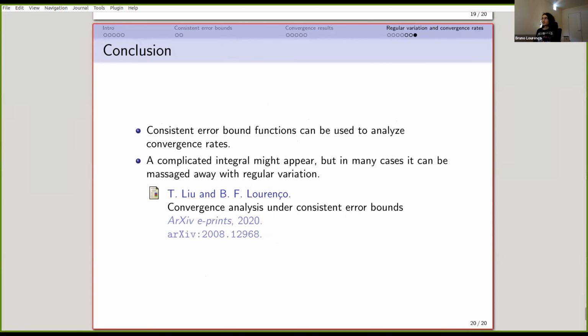And that is more or less what I wanted to tell you today. That consistent error bound functions can be used to analyze convergence rate. Sometimes a complicated integral might appear, but you can maybe massage this away using regular variation. So thank you very much.